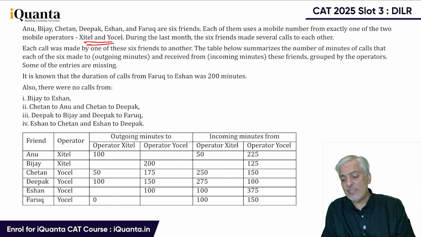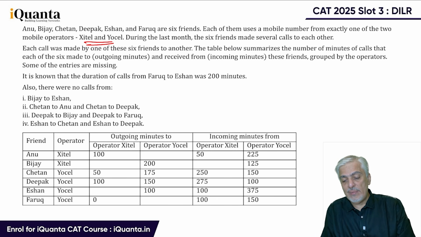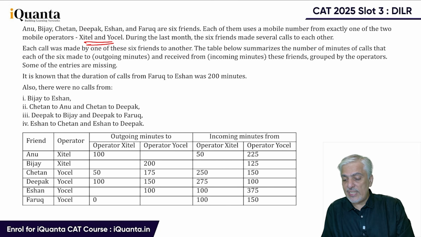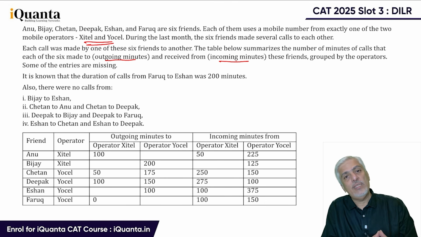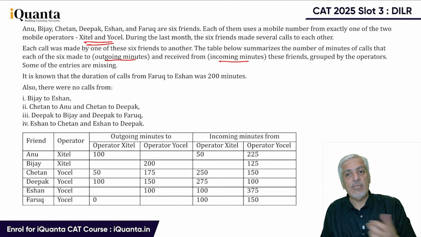During the last month, the 6 friends made several calls to each other. Each call was made by one of these 6 friends to another. So all these calls are only among themselves. No other person has been called. The table below summarizes the number of minutes of call that each of the 6 made, outgoing minutes, and received, that is incoming minutes. So they have given all the outgoing minutes and all the incoming minutes. Obviously, if I make a call for 10 minutes to somebody, that person will receive the call for 10 minutes. So the total outgoing time and total incoming time has to be the same, but you will be careful a little bit over here. Grouped by the operators.